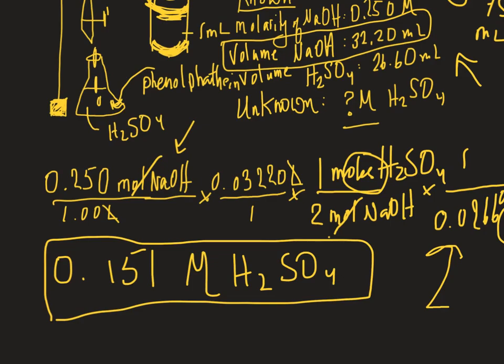So these are the steps that you'll follow each and every time when calculating the molarity of an unknown acid or base in a titration experiment.